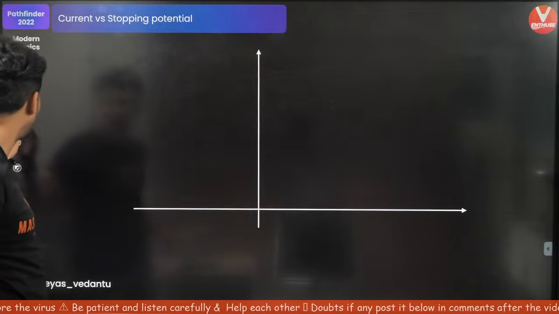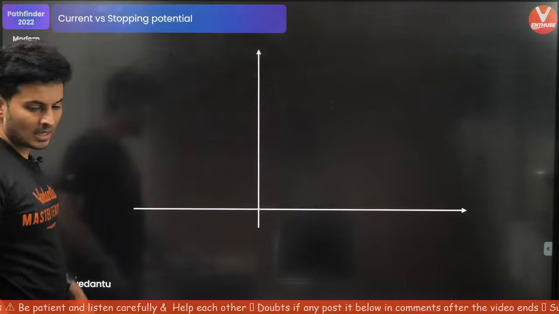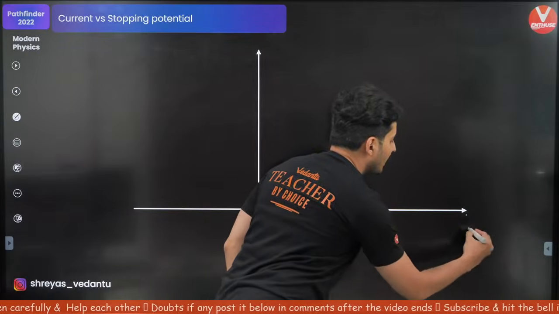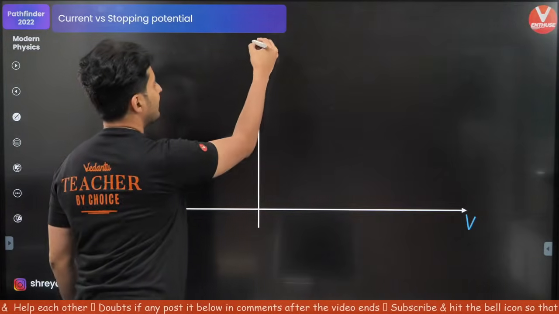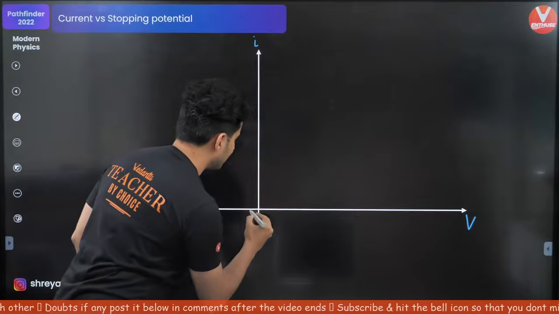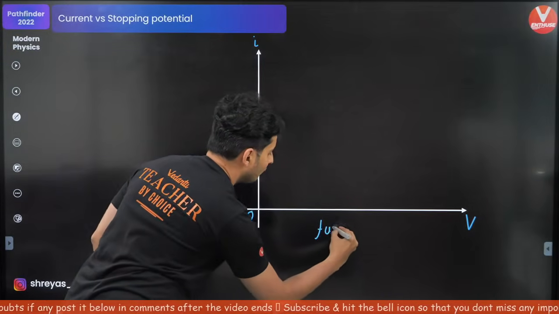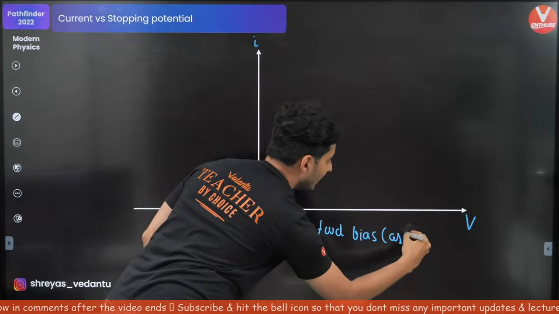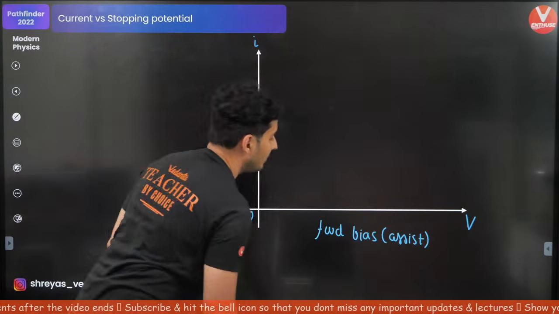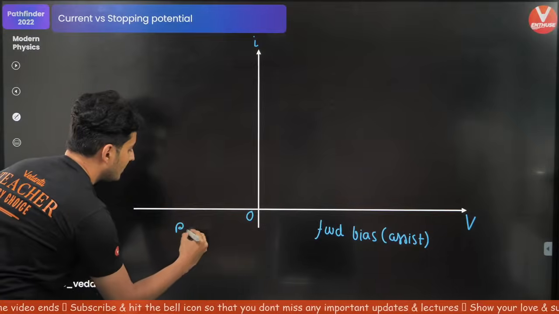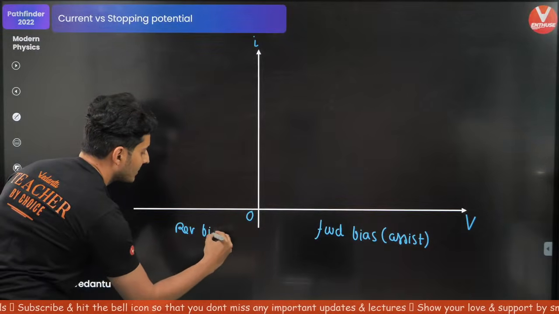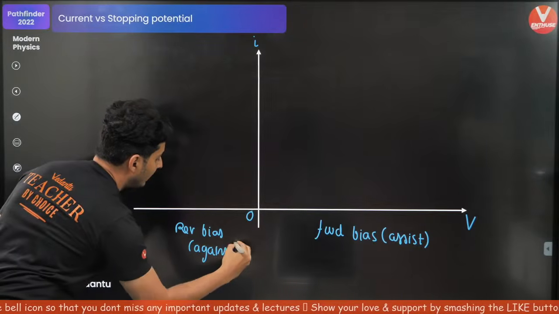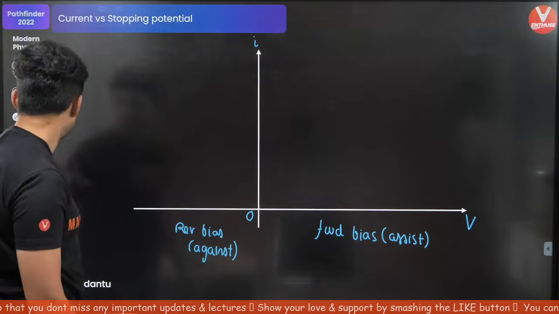So how will the graph look like? That's very simple. Think about it. Current versus stopping potential. This is my voltage. This is my current. This is, let's say, 0. This is your forward bias. Forward bias means you are assisting it. You're helping it. This side is my reverse bias. That means you are against the flow of the current. The battery's voltage is against the flow of the current.